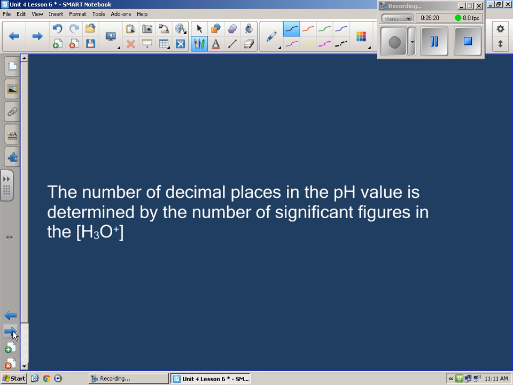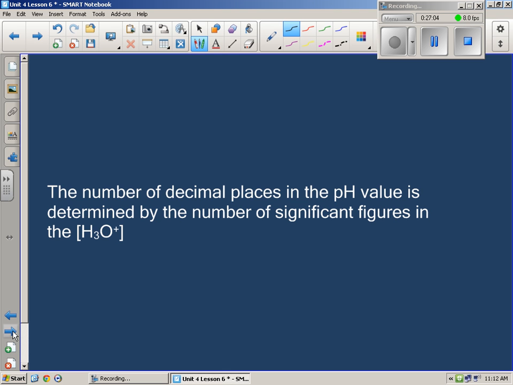The number of decimal places in pH values is determined by the number of significant digits in the H3O plus concentration. I don't know if you remember this part, but when we talk about concentration, if the concentration has 2 significant digits, what does the pH have? You remember? I'll give you a hint. Still 2, but there's a little amendment to it. 2 after the decimal, right?